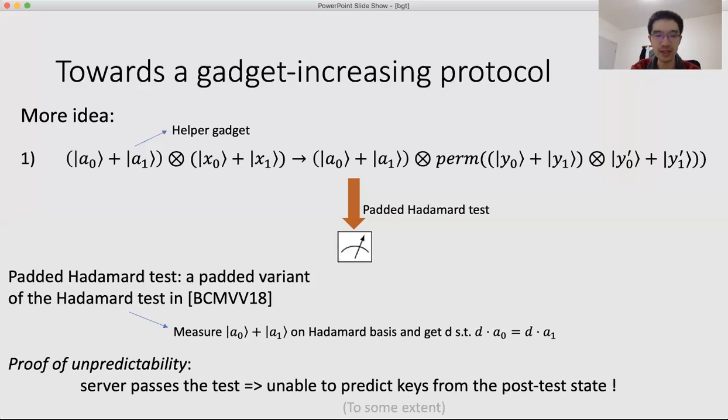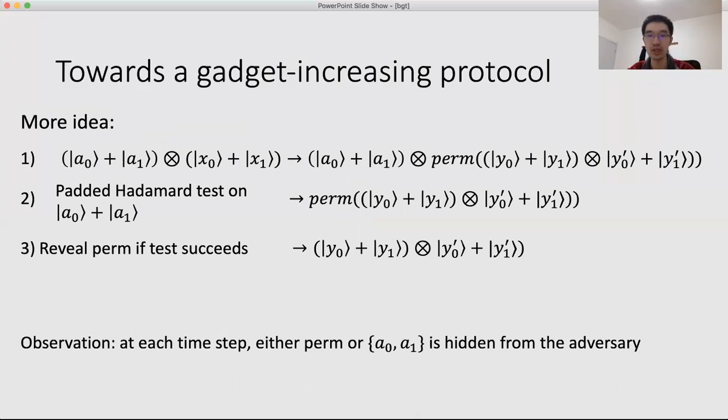One lemma is called proof unpredictability, which formally says if the server can pass this test with some probability, its ability to predict the keys for the post-test state will be limited. Which means if we consider the whole protocol, we can observe that at each time step, either the permutation or the keys in the helper gadget will be hidden from the adversary's viewpoint. We can see before the Padded Hadamard test, the permutation is secret. And after the Hadamard test, the adversary will lose the ability to compute the keys in the helper gadget. And this is essential when we design the encoding in the first step.